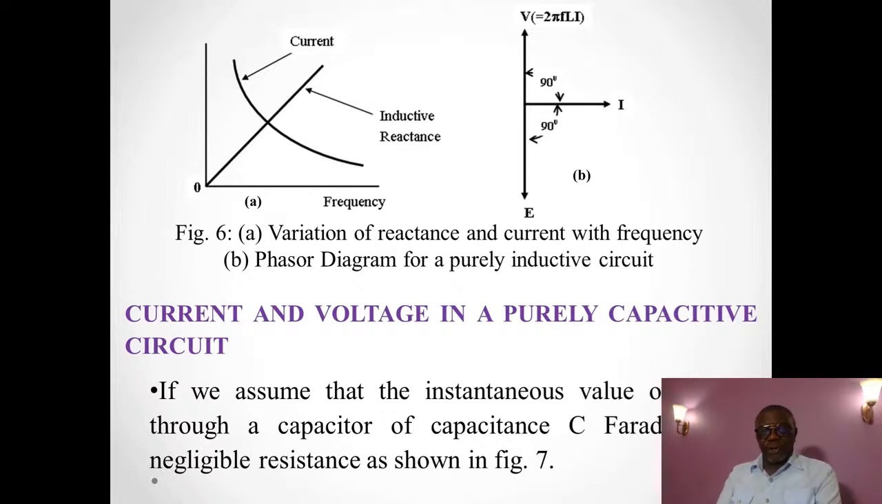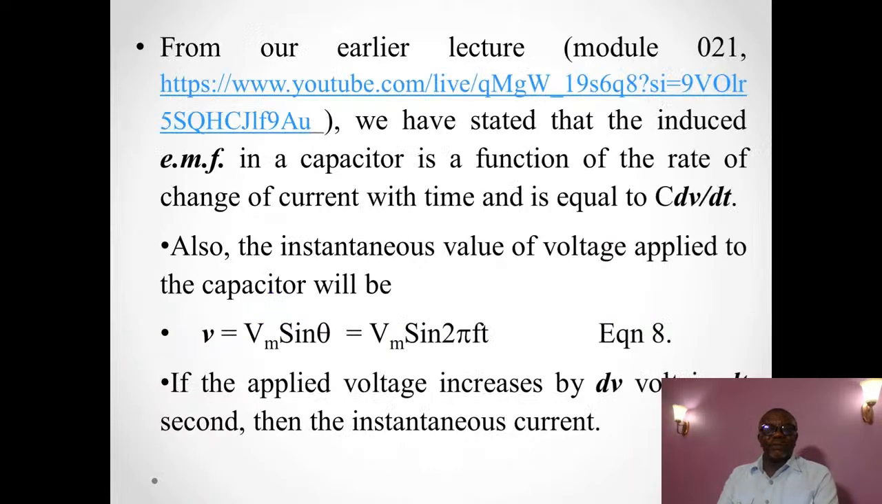Then we look at current and voltage in a purely capacitive circuit. Let us assume the instantaneous value of current through a capacitor of capacitance C farads and negligible resistance, as shown in Fig 7. If we do the analysis, we will see from our earlier lecture, module 021, that we have stated there that the induced EMF in a capacitor is a function of the rate of change of voltage with time and is equal to C dV/dt.